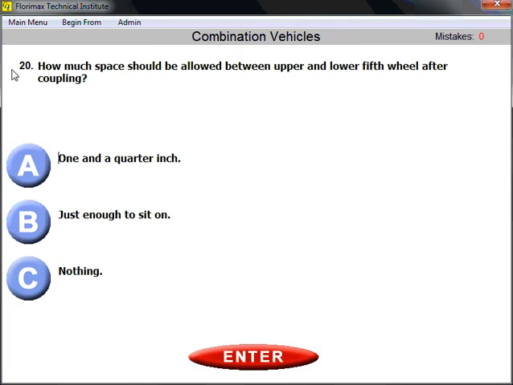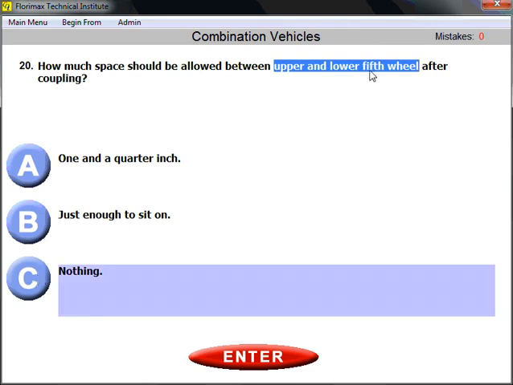Question number 20. How much space should be allowed between upper and lower fifth wheel? Okay, you are given the tricky question. How much space should be allowed? Nothing. No space should be allowed because those upper and lower fifth wheel are two plates and they should not be separated, not even by degrees. There should not be visible space between them. No space, nothing. Okay, very good.